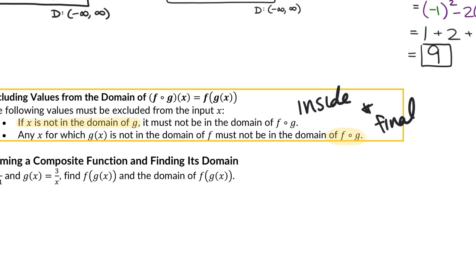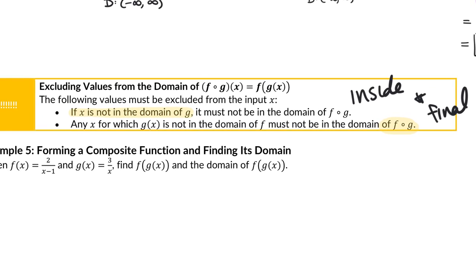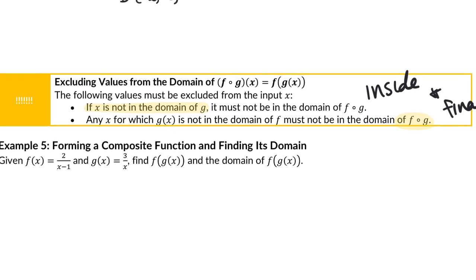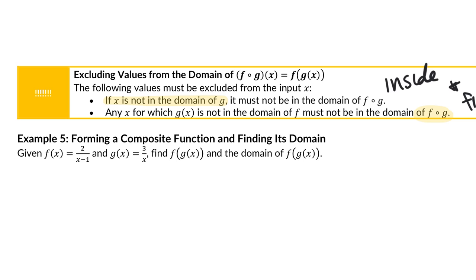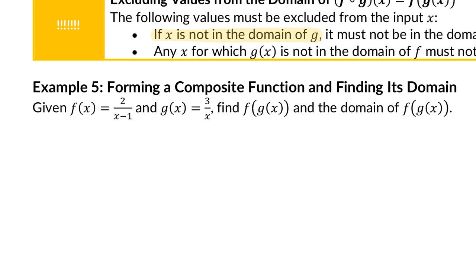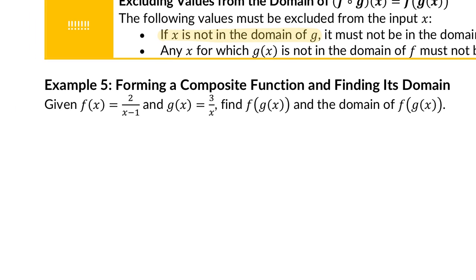Okay, inside and final. This doesn't mean anything yet until I show an example where it means something. Inside and final. We're going to do both f of g of x and g of f of x for this problem. Oh, no, we're finding the domain. Find f of g of x and the domain of f of g of x.